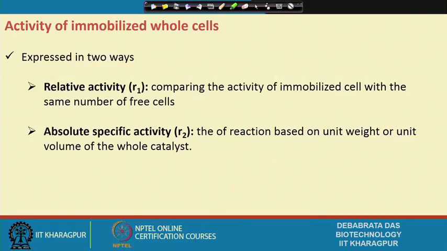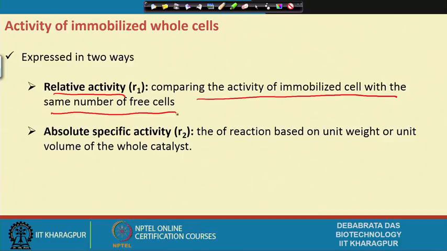Now, the activity of the whole cell immobilization system can be expressed as the relative activity, comparing the activity of the immobilized cells with the same number of free cells. Suppose we have cells in suspension, and in the immobilized system we have immobilized cells. If the number of cells is the same, and we compare the performance of the suspended cells with respect to immobilized cells, that we call relative activity.